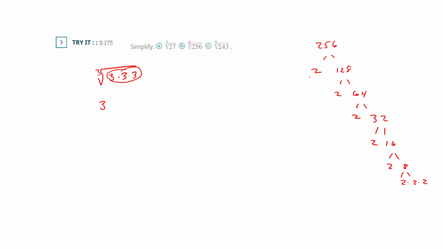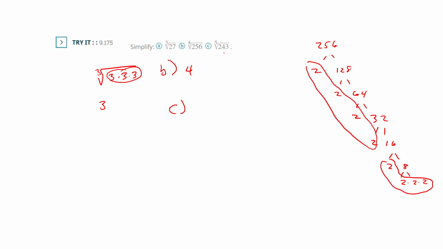Now we're in the world of 4, so it takes 4 of a kind to bring one of them out. So I can bring out a 2 from this group and a 2 from this group, so I can bring out 4. Got to multiply them back together. Okay, I'm pretty sure that 243 is five 3's, so I can bring out a 3.